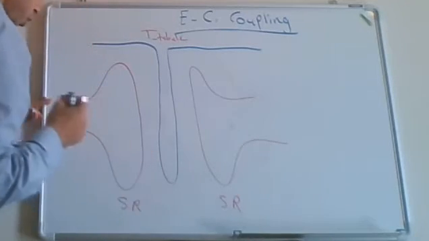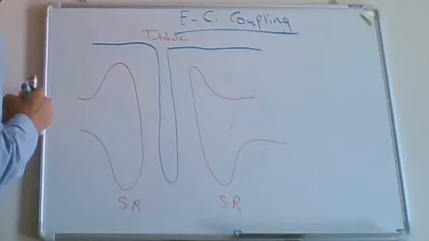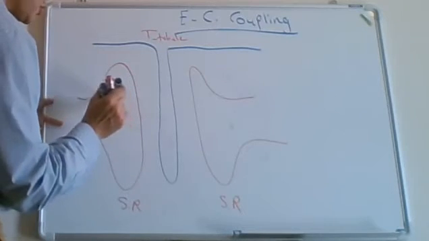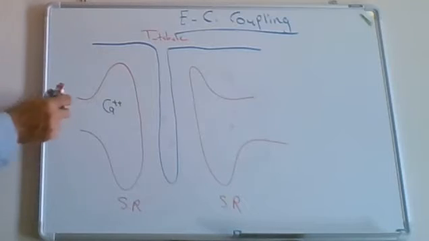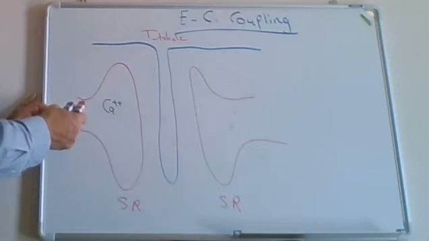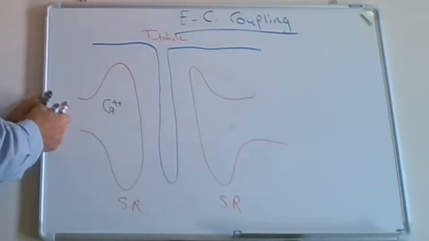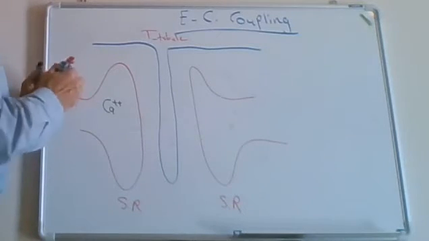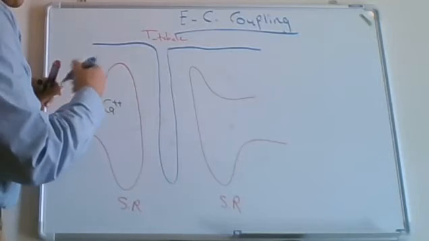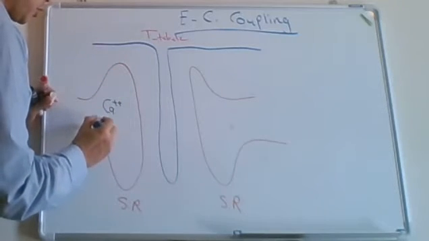And we know that calcium is stored inside the cisterns of the sarcoplasmic reticulum. In combination, calcium is stored with a calcium binding protein which is calsequestrin. Calsequestrin is binding with calcium inside the sarcoplasmic reticulum.